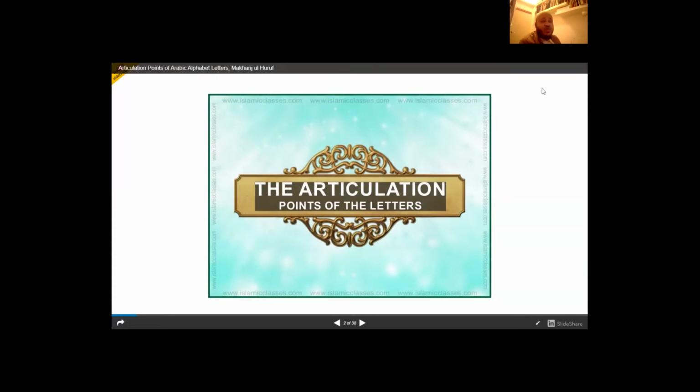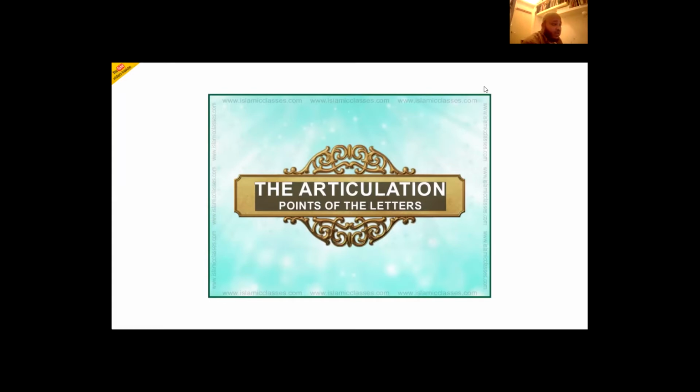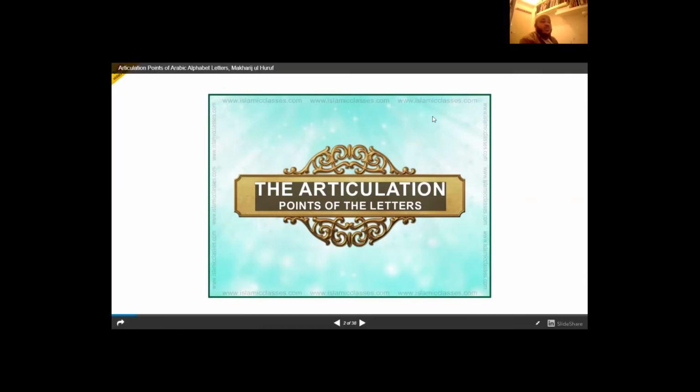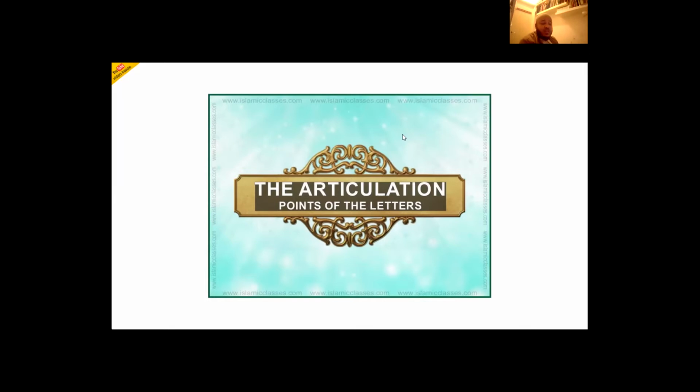Last week we had a brief introduction in terms of how the Arabic language came and how it was formed, the importance of the Arabic language, and how the language is related to our deen, and the history behind how the letters were actually formed. Those letters which were newly introduced, the vowels and so on.